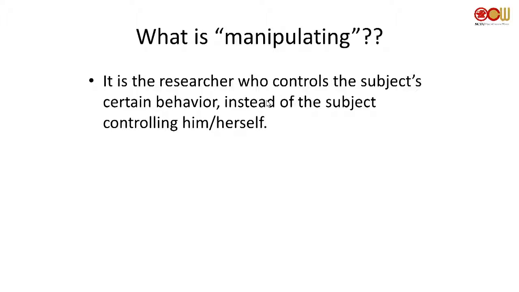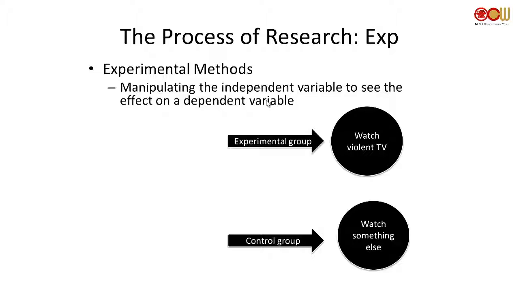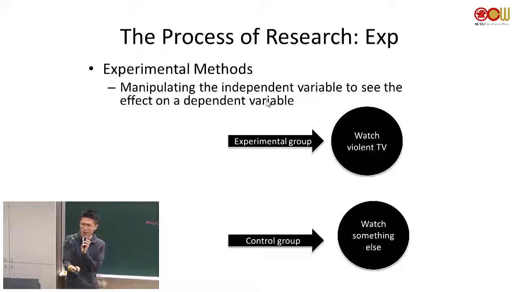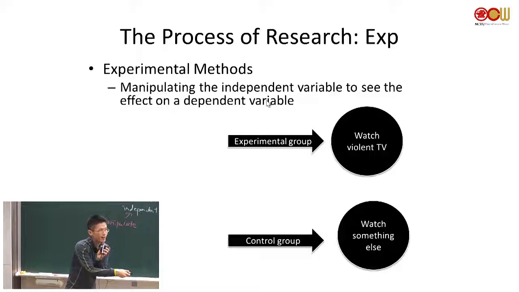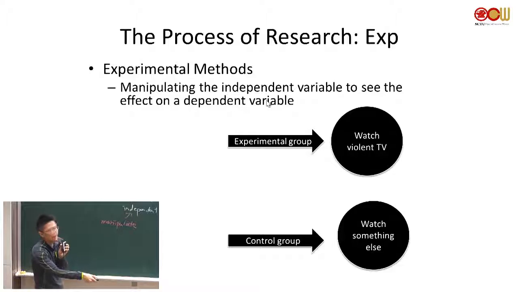That is manipulation. Okay. In the example of violent TV shows and aggressive behavior, what you have to do is set up two groups. The first one is called the experimental group. The second one is the control group. For the experimental group, those people have to watch violent TV shows. They can't choose. If they sign up for your experiment, you have to force them to go to this group. This is how you are manipulating them, because it is your responsibility to change their behavior. You are controlling their TV watching behavior, you are asking them to go to this group, you are manipulating them. Okay. And for the other half of the participants, they have to watch something else, anything else, but not aggressive. And this is the control group.